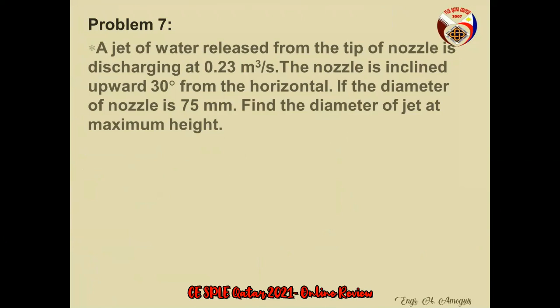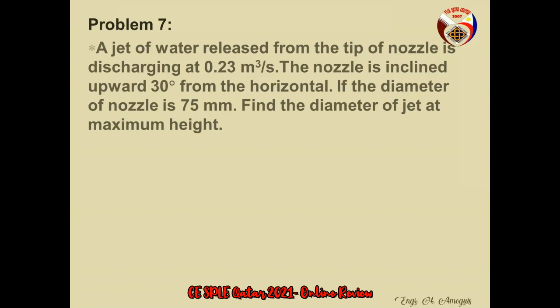Hinulaan ko. Jet of water released from a tip of nozzle, discharging at 0.23 cubic meter per second. The nozzle is inclined upward 30 degrees from the horizontal. If the diameter of the nozzle is 75, find the diameter of jet at maximum height.